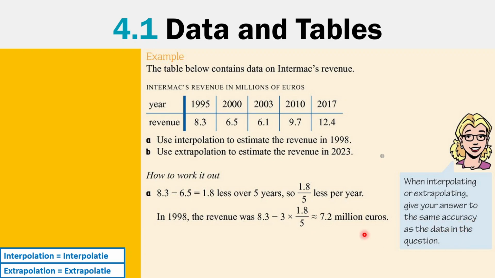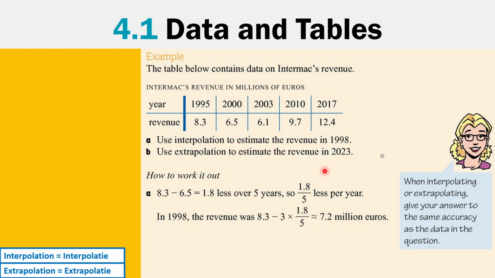Use the same accuracy as the data. So here you round to 1 decimal point. Here I do as well. It's in millions, so don't forget to write millions here. Otherwise this Intermac only made 7.2 euros. That's not that much. So don't forget the million in your answer.